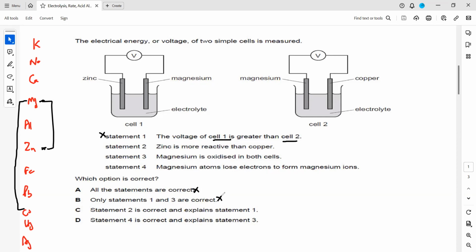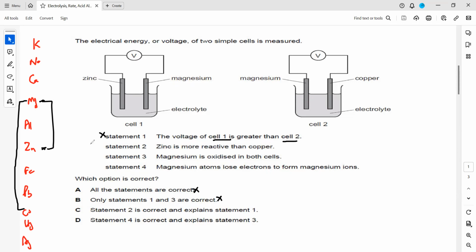Even when you solve one part, you can rectify the wrong answers. So A cannot be an answer, B cannot be an answer because only statement 1 and 3 are correct, but statement 1 is incorrect. And here statement 2 is correct, that zinc is more reactive than copper. And statement 1 is totally wrong. So how will it explain that statement?